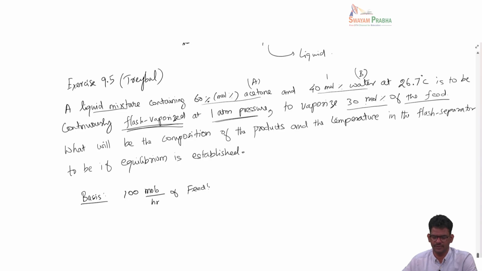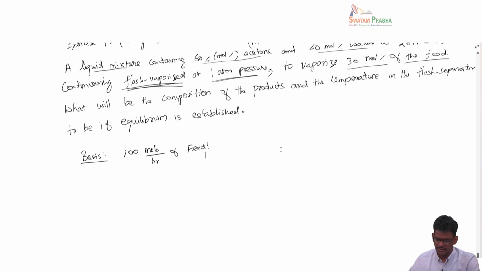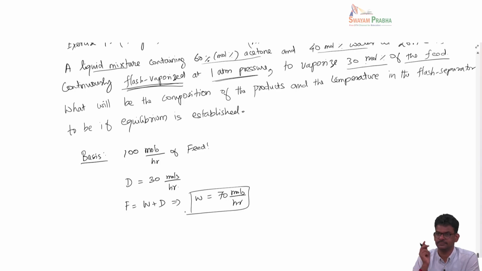This is the basis that we will use, and based on this feed the data says that D is 30 moles per hour. The first mass balance that we used is F equals W plus D, and from here we know that W is 70 moles per hour. If I change my basis, these numbers will change, but we are not interested in the absolute numbers, we are only interested in the ratio of W and D, so that's fine.